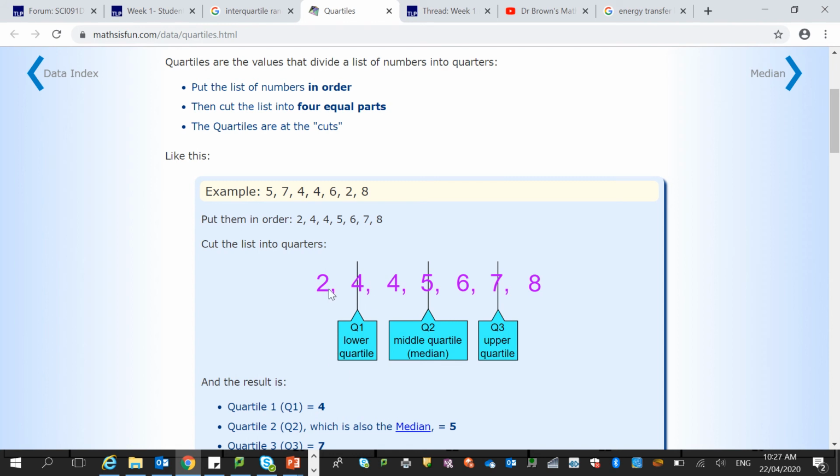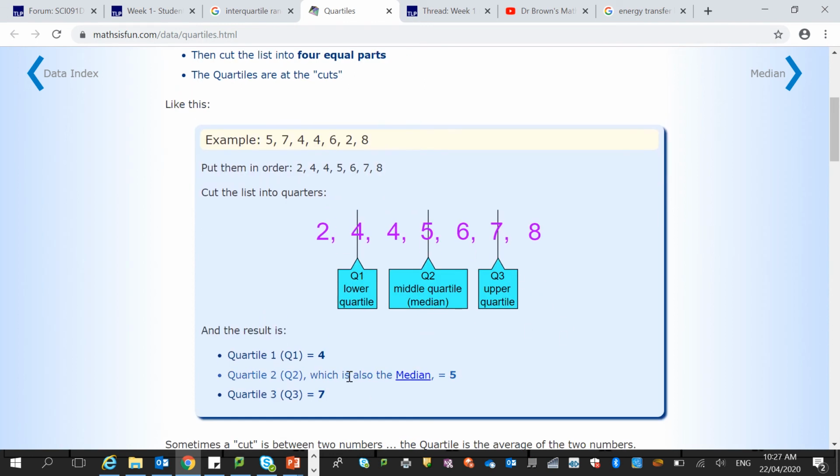So the first quartile is the median of the first half of the data. Your second quartile is the median of the whole data. And the third quartile is the median of the second half of the data. Okay? So the median in this case is 5. The first quartile, which is the median of the first half of the data, is 4. And the median of the second half of the data, which is the third quartile, is 7. So you have quartile 1, quartile 2, quartile 3.